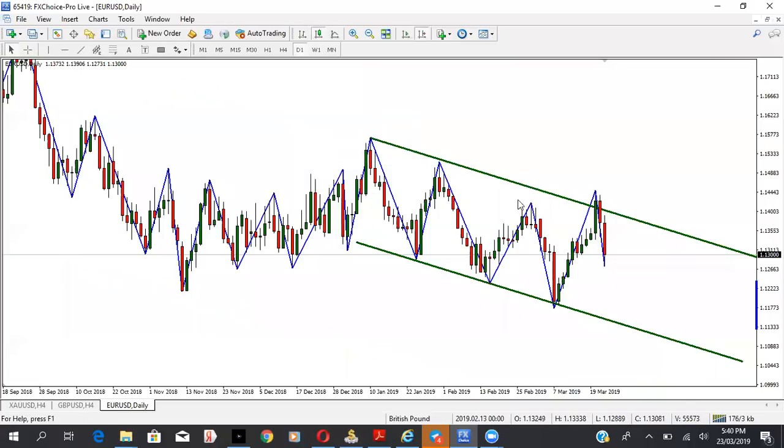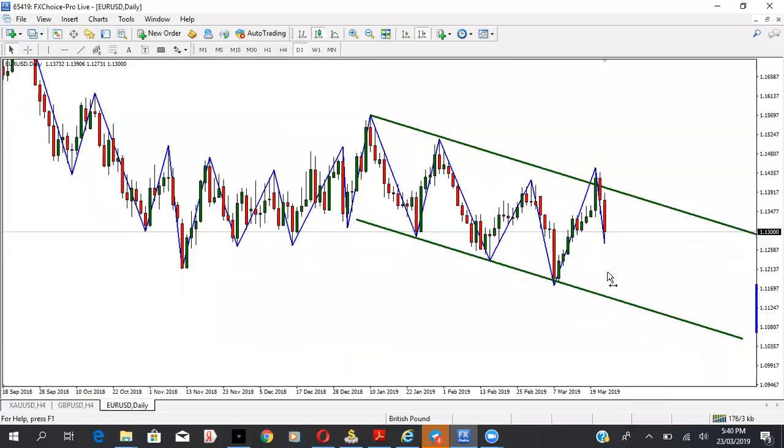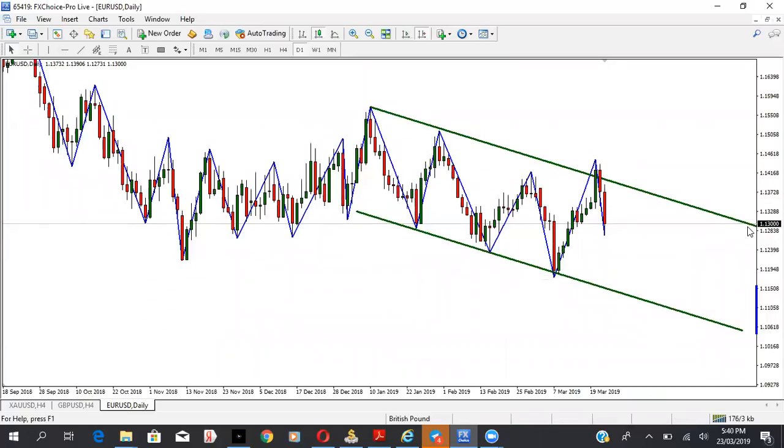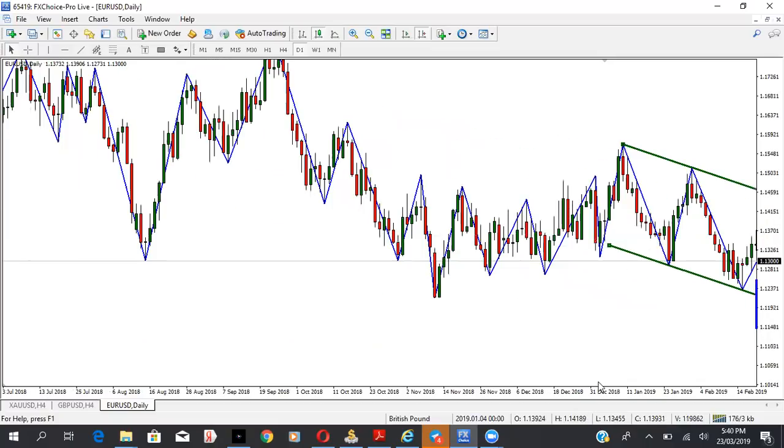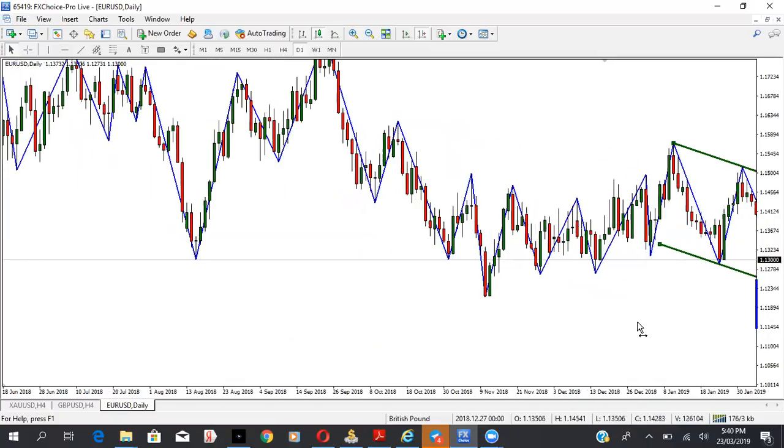This is what you call a textbook falling channel. Do you see it? You use this point and this point, then you either pick this point or this point. Because assuming when you were drawing it, you have something like this.